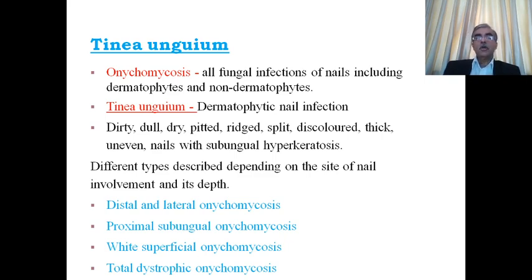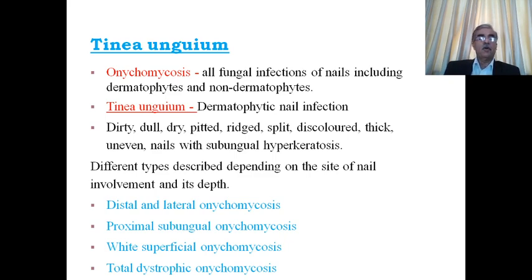Onychomycosis includes all fungal infections of the nail. They may be dermatophytic, they may be non-dermatophytic. So it is a broader term, an umbrella term. And tinea unguium is a type of fungal infection of the nail where only dermatophytes invade the nail, and it is dermatophytic nail involvement.